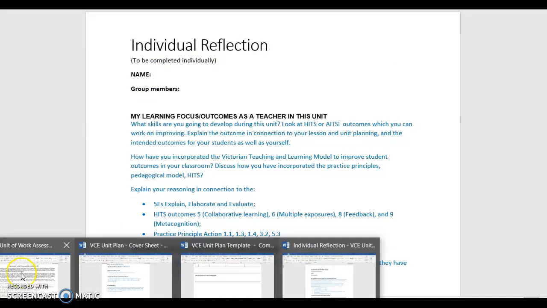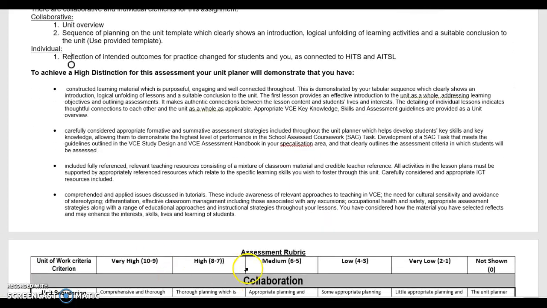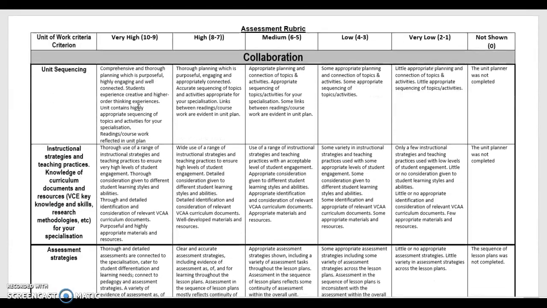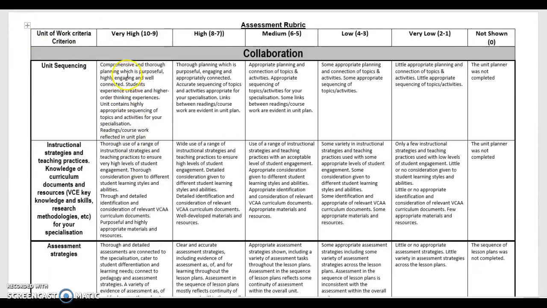Okay, so going back to the unit of work, have a read through what it takes to achieve a high distinction. But I'll draw your attention to the assessment rubric. Looking at what needs to be done to achieve a very high, you're going to be assessed on the sequence of your unit. Now, obviously, you've got constraints in terms of the key knowledge and key skills that you need to include, but you need to be thinking about how they connect to each other. How can students experience creative thinking, higher order thinking experiences? These are things that really are advantageous for an exam, for example. You've thought about the sequencing of topics and activities. There's a flow to your unit, and you have reflected the readings and the coursework in your unit plan. You've incorporated the ideas that we've covered in class, and it's reflected in your unit sequencing and activities.